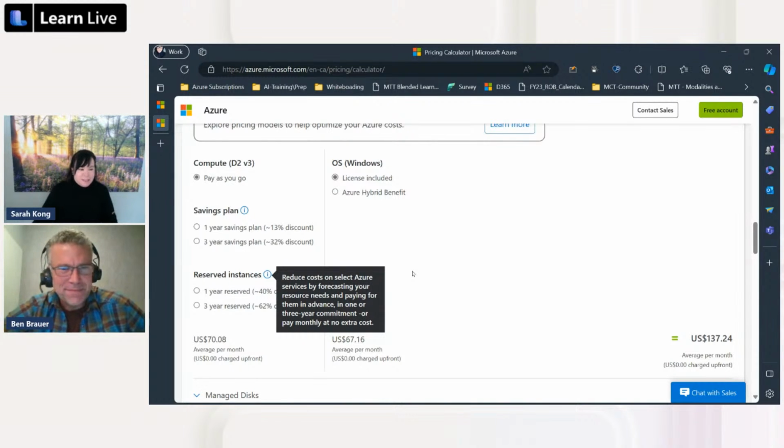Trying to figure out what's the difference. And the difference is that with the savings plan I can delete the VM and get rid of it at any time, and I won't be penalized for that. Essentially, if I purchase it at a price, it's a fixed price. If the price goes down, I'll still get that.